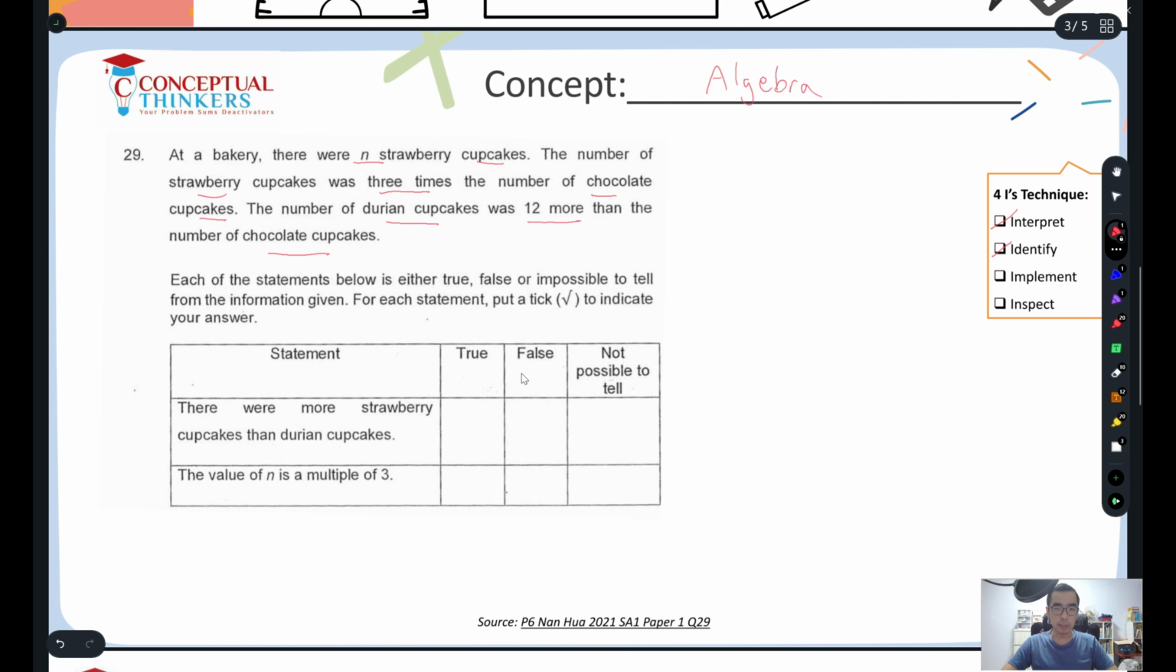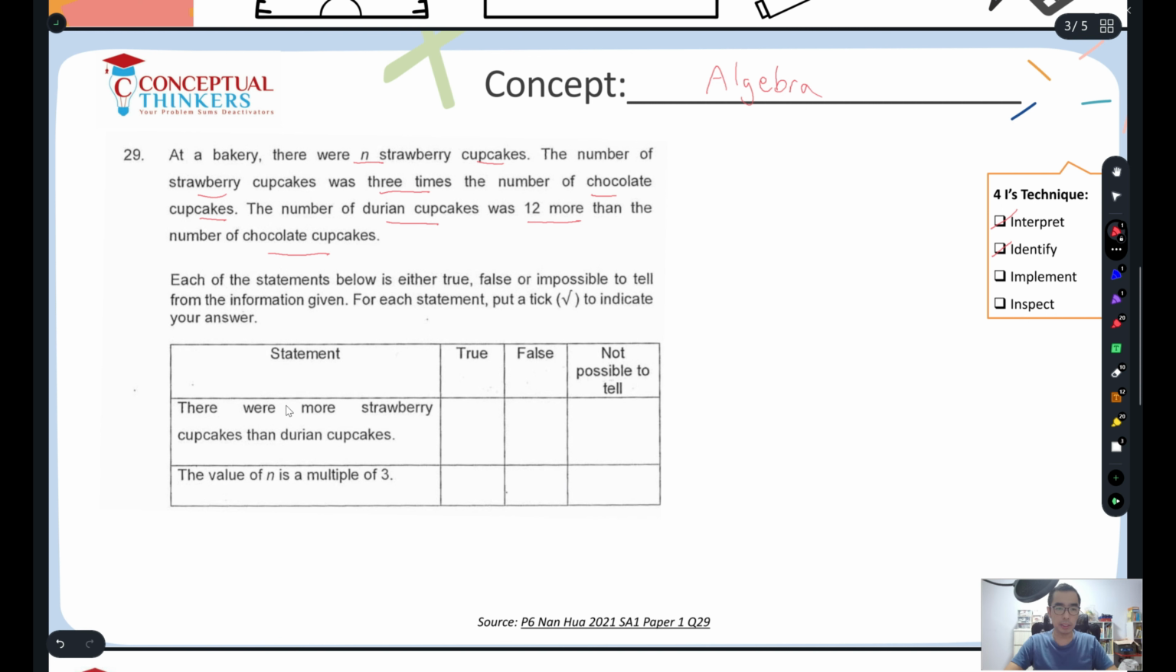Next, let's analyze how to implement the steps to solve the question. A lot of students, when they do true, false, or not possible to tell questions, just look at the question, do some mental sums and mental analysis, then tick it. My suggestion to you is don't do that. You need to actually do some calculation.